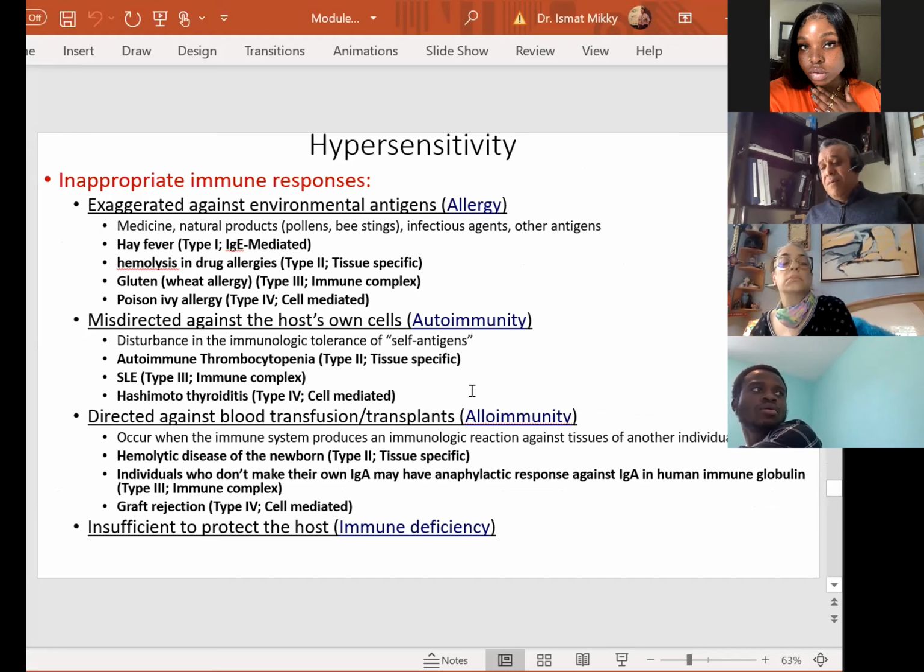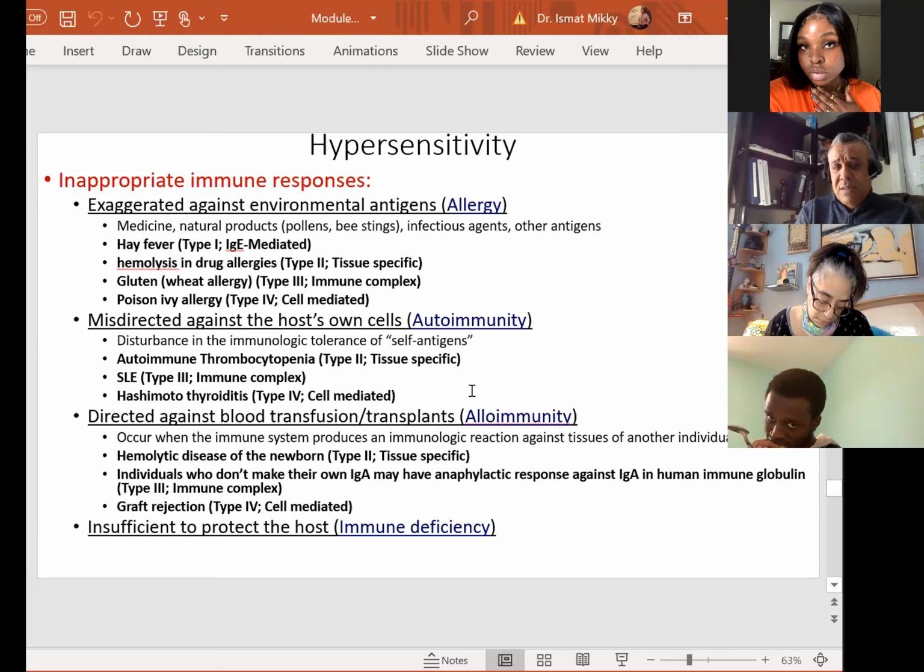So let's go to a different topic, which is the immune reactions, called here the hypersensitivity reactions. We have 4 different types of hypersensitivity reactions. They are inappropriate immune responses, when the immune response is exaggerated against an allergen or antigen.